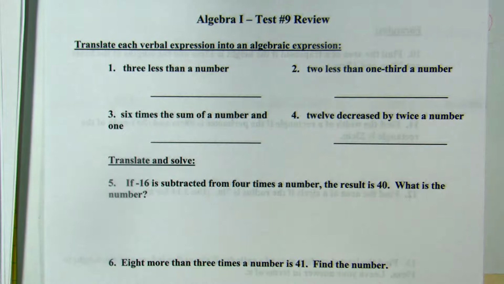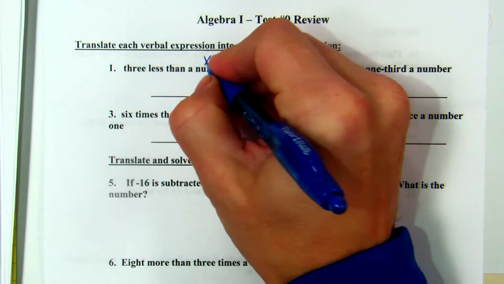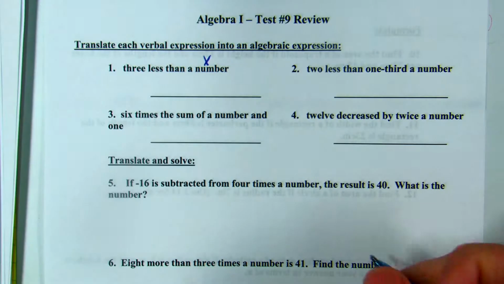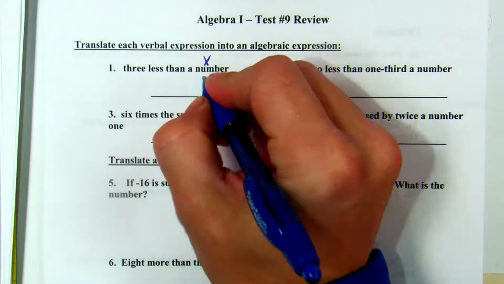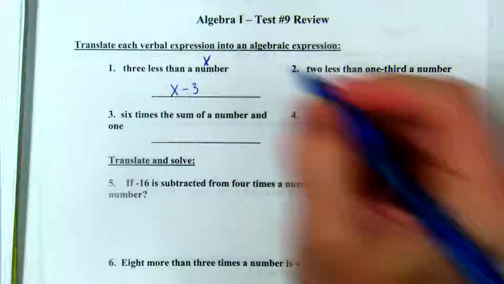So, 3 less than a number. This is our translating of verbal expressions into algebraic expressions. 3 less than a number. We've got a number represented by X or Y or whatever letter you have chosen. And we're taking 3 away from that because we're making it less than the number. So if it says 3 less than the number, it will be X minus 3.